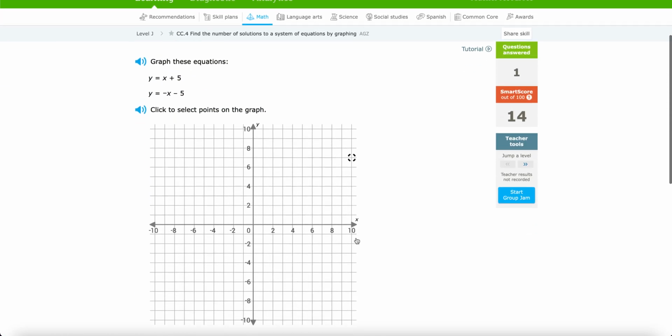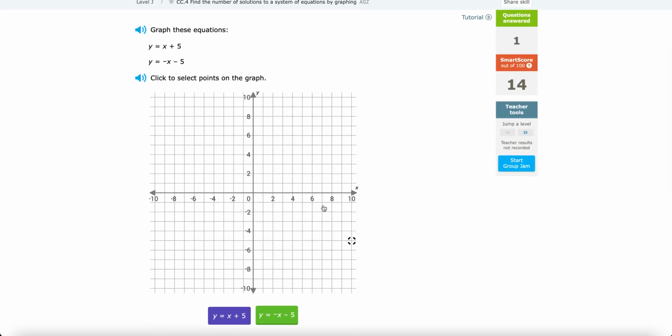Let's try a couple more. These equations look similar, but there's an important difference, which is these slopes actually are not the same. This slope is +1. Let's graph this line. This is a y-intercept of 5, and this slope is 1 over 1. I'm going to make it into a fraction, so I'm going to go up 1, right 1. Whereas this slope is actually -1. So here, I'm going to start at my y-intercept of -5, and I'm going to go down 1, left 1.